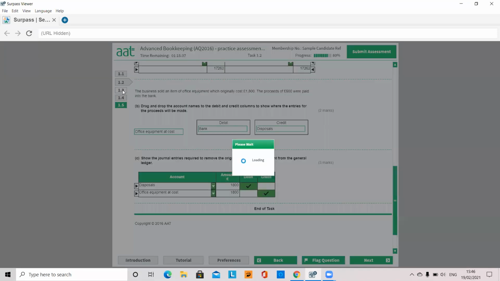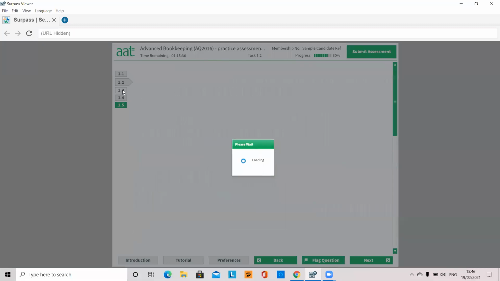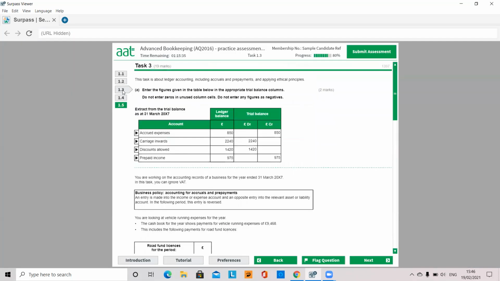Next one is 1.3. And this one says this task is ledger accounting, including accruals and prepayments and applying ethical principles. So it says enter the figures given in the table below in the appropriate trial balance columns. Do not enter zeros in any unused cells and do not use any figures as negatives. Okay, so for this one, you're not given this information, so I've put this information in. So I put the answers in.